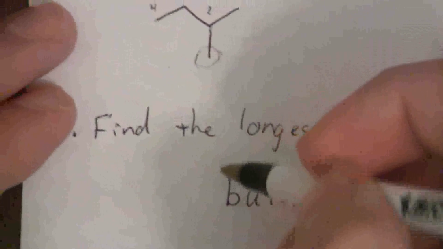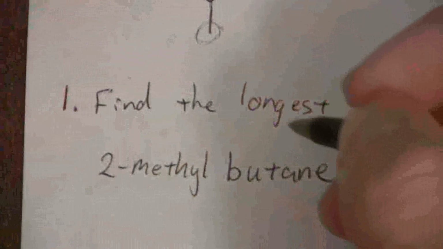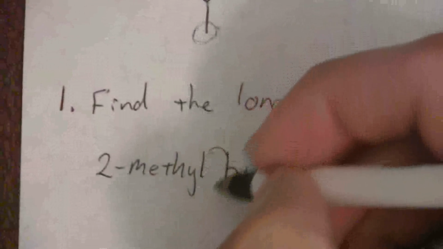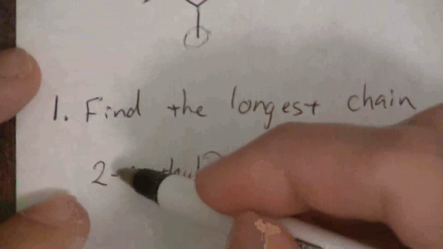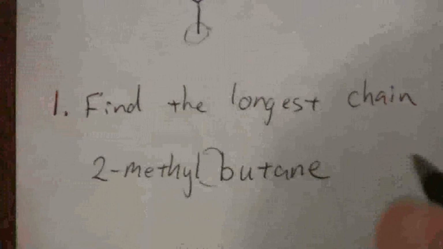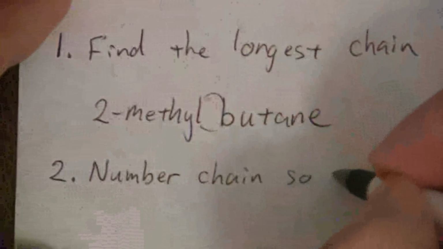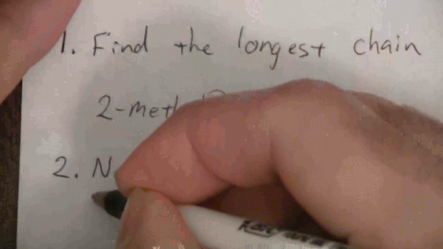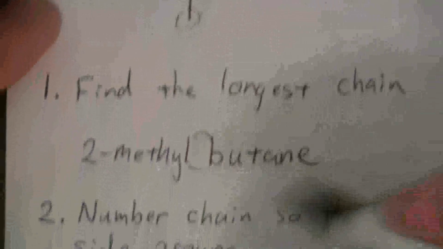So the name for this compound is 2-methylbutane, and actually this is all one word. There's no space here. It's just methylbutane. 2, dash. Anytime we have numbers in our name, we put a dash to separate them from the letters. So 2-methylbutane, all one word, no space. Our second rule is to number the chain so that the side groups will have the smallest number. The side groups being anything that is attached on the side of that molecule, essentially.